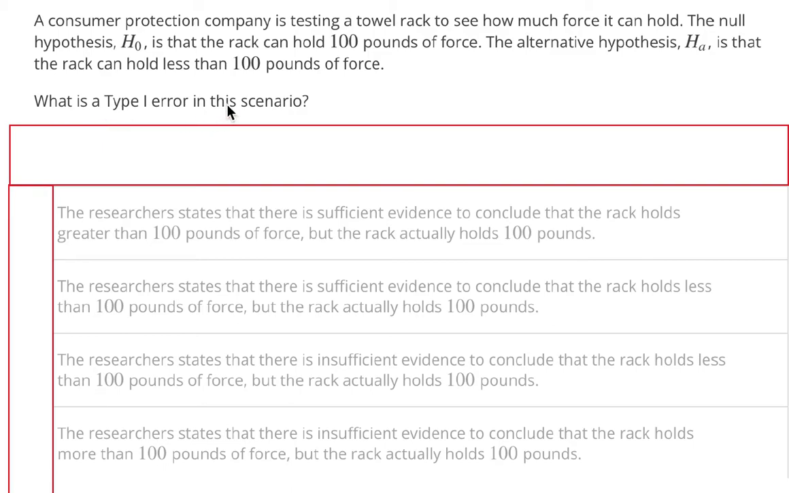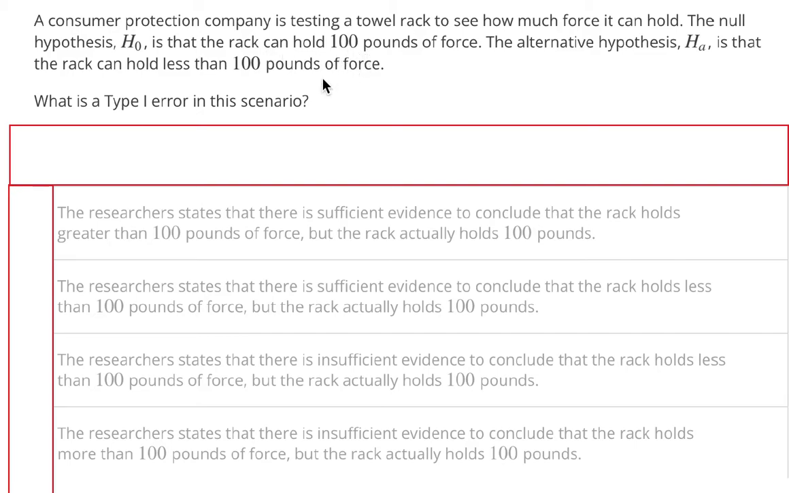In this scenario, a Type 1 error is when you reject the null hypothesis in favor of the alternative when the null is actually true. So the null hypothesis is that the rack can hold 100 pounds of force. If we reject the null, we're saying that the rack cannot hold 100 pounds of force. It looks like the rack holds less than 100 pounds of force. We're going with the alternative, but in reality, we were wrong, and the rack can hold 100 pounds of force.